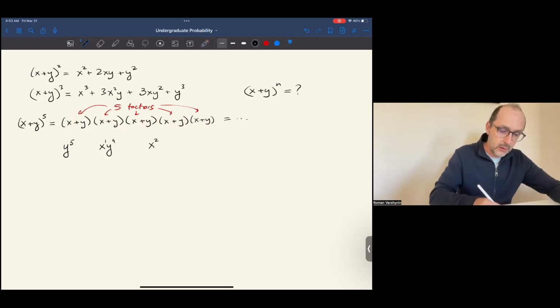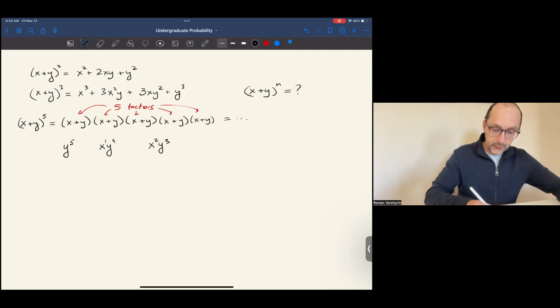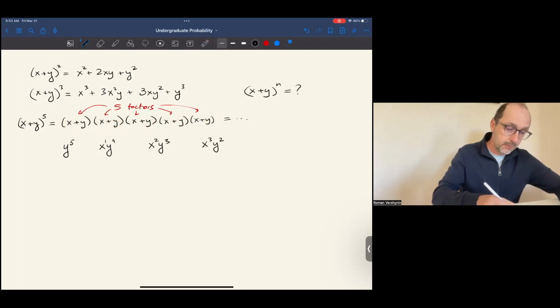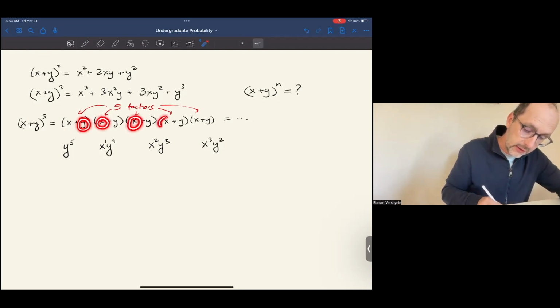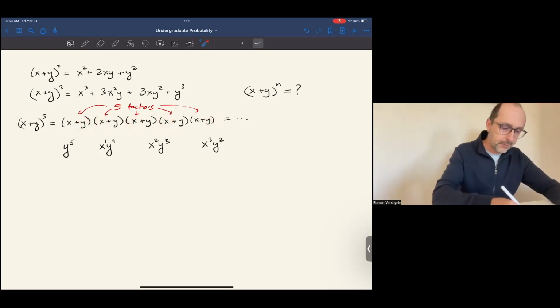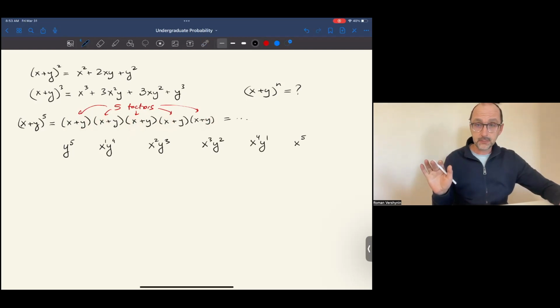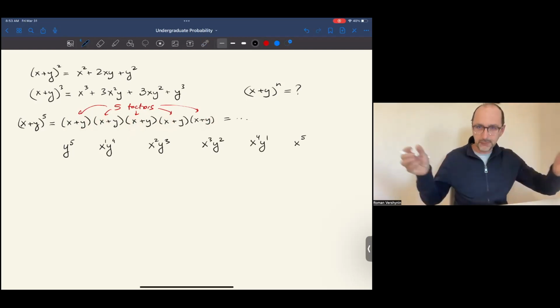x squared y cubed will appear too, for instance, if you multiply x by x and then y, y, y. There will also be x cubed y squared: 3 x's and 2 y's. And also the term x to the 4th y to the power of 1 will appear, and x to the power of 5 will appear. And that's it. No other terms will appear if you expand this expression.